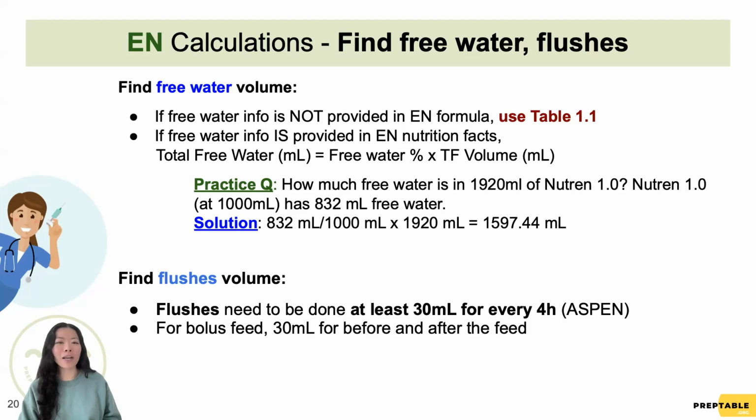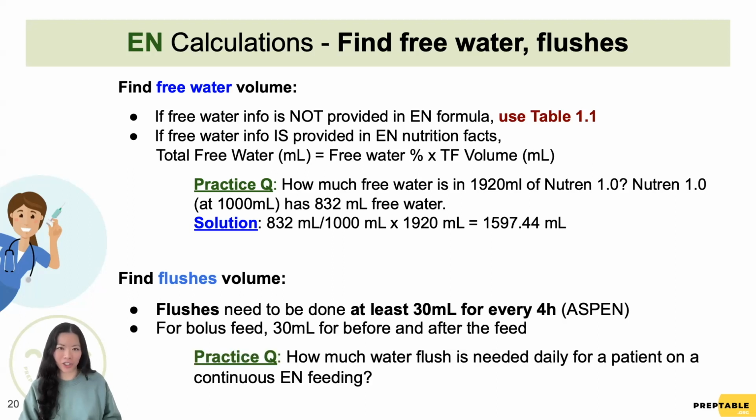Now, how much water flush is needed for your patient to prevent clogging? Like we said before, per ASPEN guideline, flushes need to be done at least 30 milliliter for every 4 hours. For bolus feed patients, they need 30 milliliter of water flush before and after each feed. So let's do a practice question.